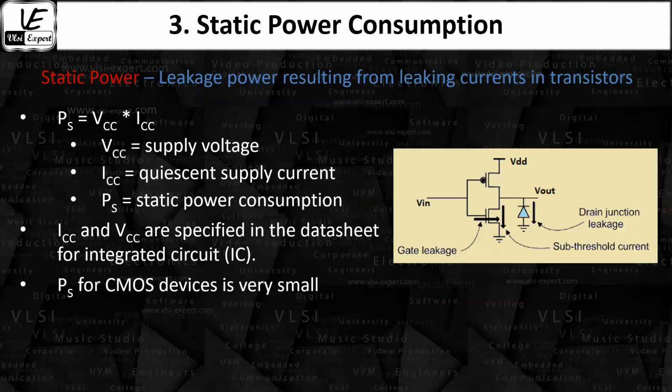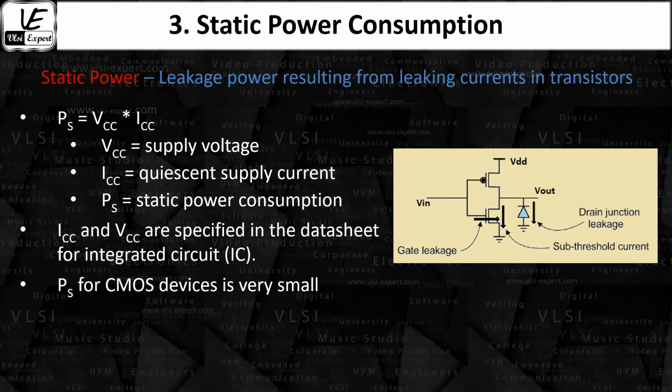The third type is static power dissipation, which is the leakage power resulting from the leakage current present inside the transistors. We can give it by the formula VCC into ICC, that is, the supply voltage times the leakage current, so V into I. For any IC, these are specified in the data sheet provided by the manufacturer. For CMOS devices, the static power is very low, almost equivalent to 0.